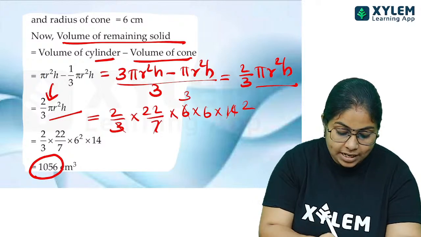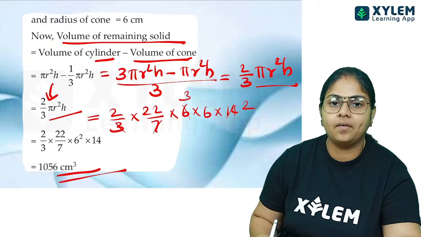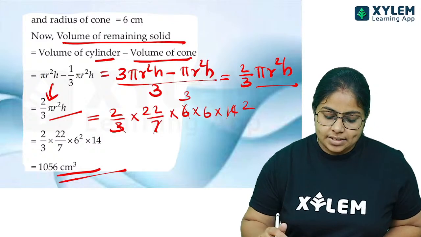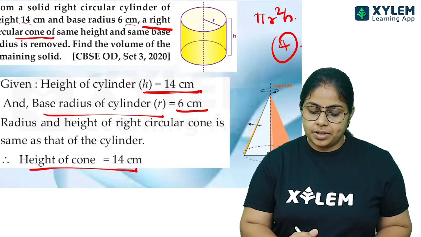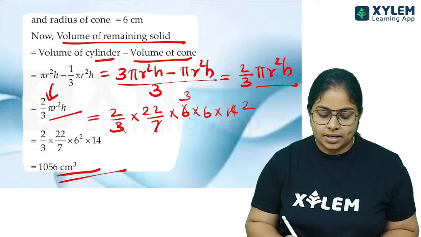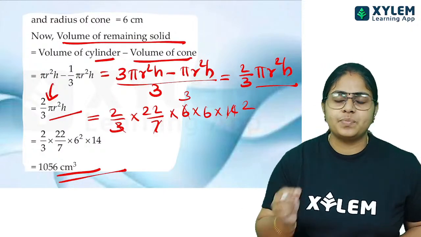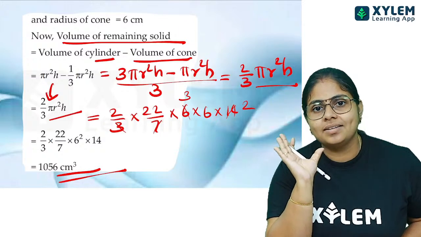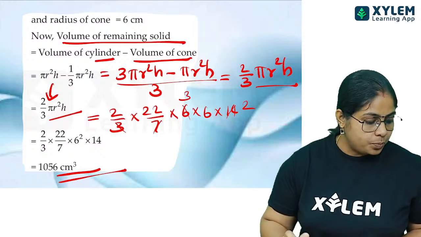One more thing: here you should not forget to write the unit. Finally, when you are writing the answer, you must write the unit also. Then only you will get full marks. This is a 4-mark question. So if you want to get the full 4 marks, first of all you have to be very careful about all these minute things. There may be a chance of losing marks. So you must write the unit also at the end. Right. So I hope it is clear.